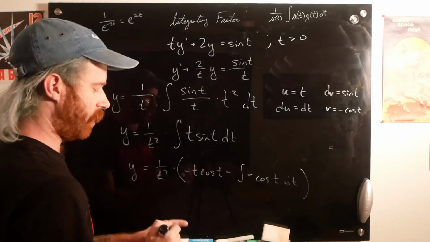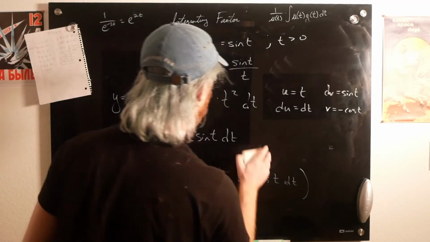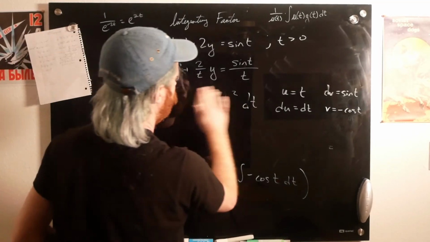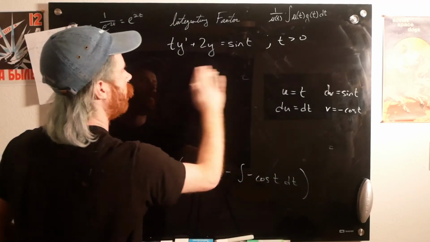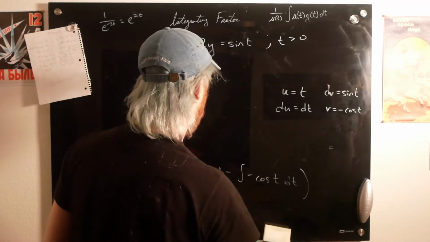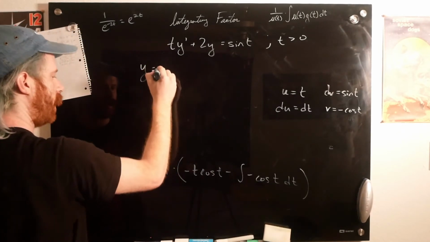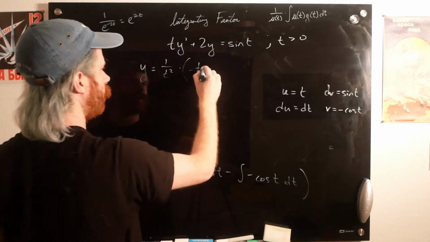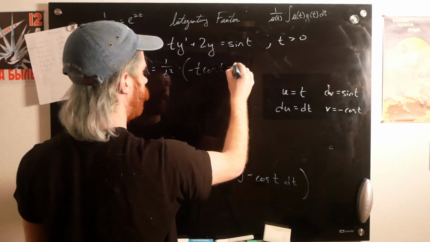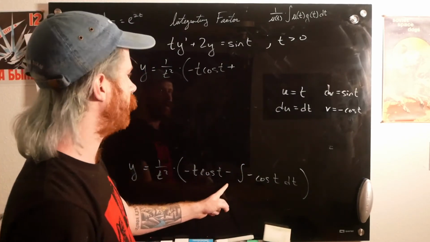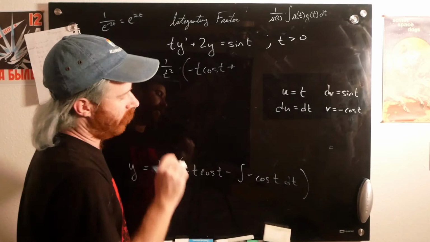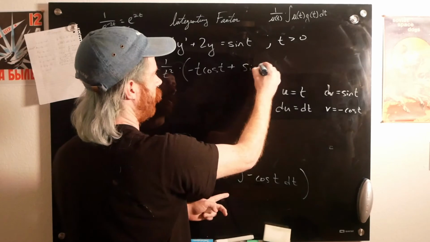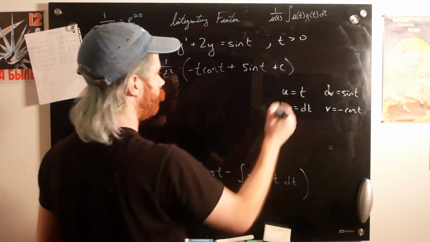And we're going to wait to put that constant of integration until after we solve this last integral. So now let's go ahead and solve this last integral. Y equals 1 over t squared times negative t cosine of t plus, because I'm pulling this negative out, it becomes a positive, plus the integral of cosine of t, just normal cosine, right? The integral of cosine is just sine of t, plus c.